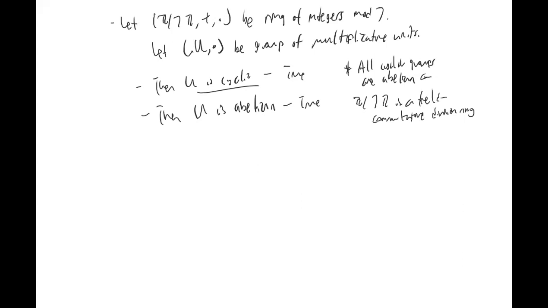You don't need to know what this is. Just this part you need to know, right? Commutative means multiplication is commutative, right? And that's what it means to be abelian under multiplication.